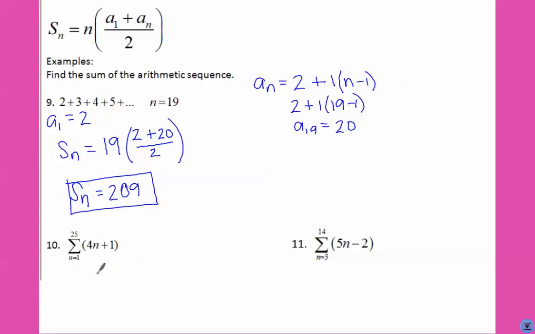So number 10 is a different way of writing the sum, but we're still going to use this formula. So our first term we're going to get by plugging in the number on the bottom into here. So a sub 1 equals 4 times 1 plus 1, which is 5. To find our nth term, we're going to do the top number and plug that in for n. So we want the 25th term, 4 times 25 plus 1, which equals 101.